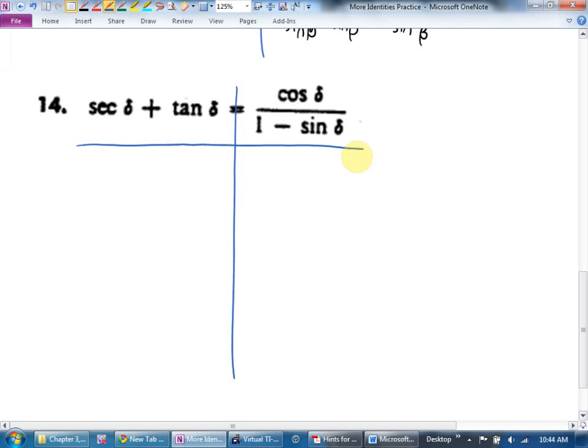Now, let's walk through our hints. Step 1, start with the ugly side. They're both pretty ugly. Step 2, if I have more than two trig functions, I do. We're going to rewrite everything in terms of sine and cos. The right side is already in terms of sine and cos. This is going to be 1 over cosine of delta plus sine delta over cos delta.